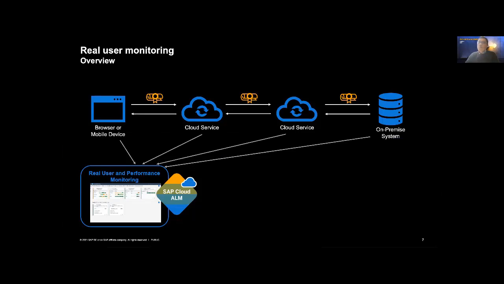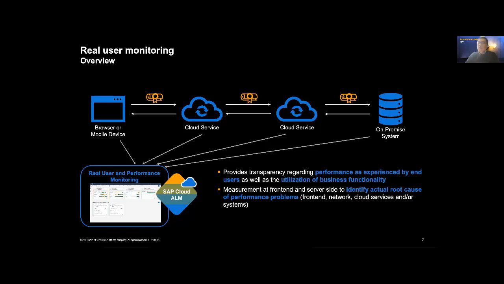So what is provided in real user monitoring? Firstly, the transparency of the performance by the end user, and also the utilization of the key business functionalities. It means the measurement both by front end and back end, and we also utilize the SAP Passport technology, which allows to correlate the measured data of each component within one single request, one single execution.